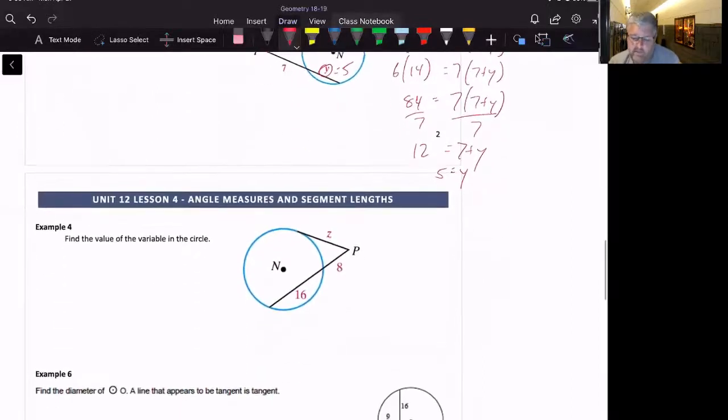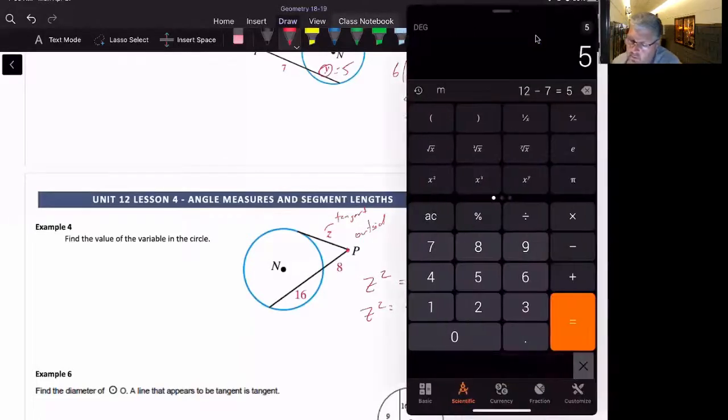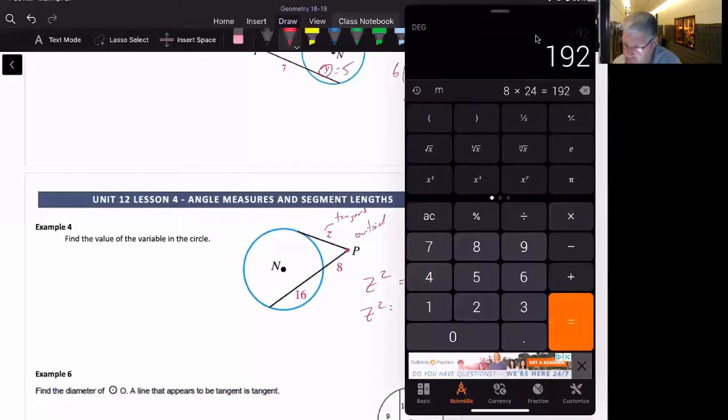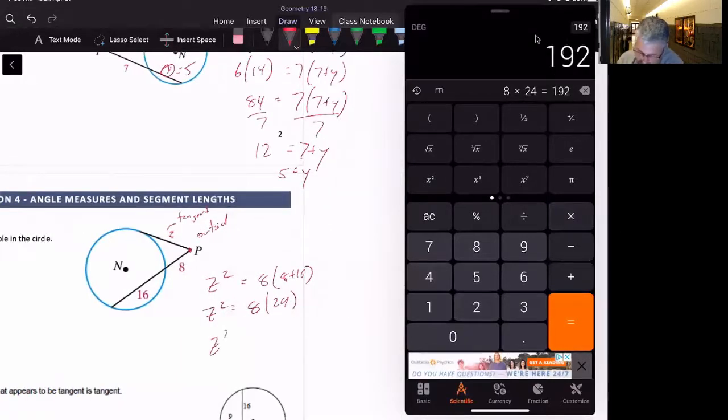All right, find the value of the variable in the circle. Here they intersect outside. z is actually the value of the tangent segment there. Since it's a tangent segment, we're squaring it. So it's z squared, outside times the sum. So z squared is going to equal 8 times 24. So z squared is going to equal 192.